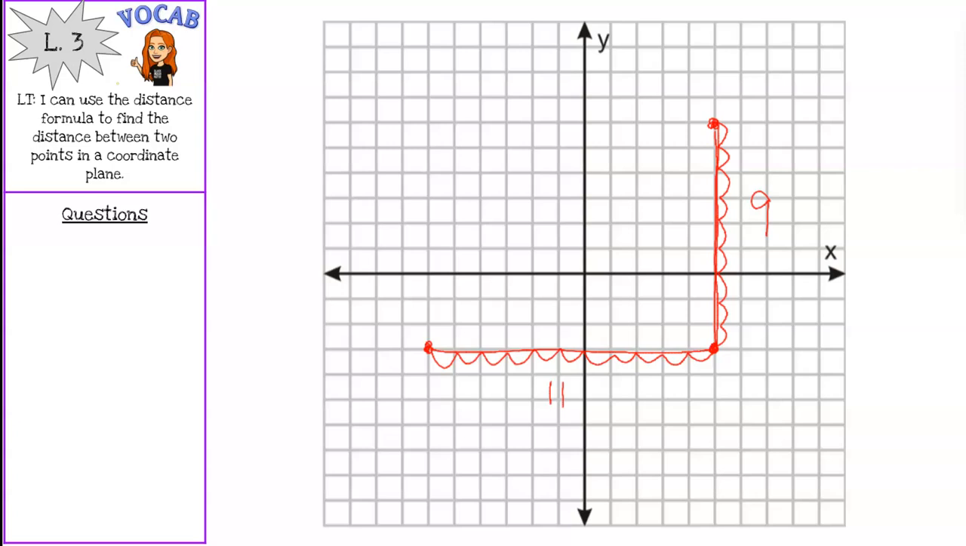However, if we wanted to find the length of this line, how long that is, we don't have nice squares that we can jump on because we're slicing through them at an angle. So this is where our distance formula is going to help us find the distance between 2 coordinate points.